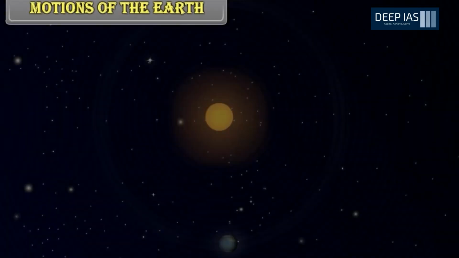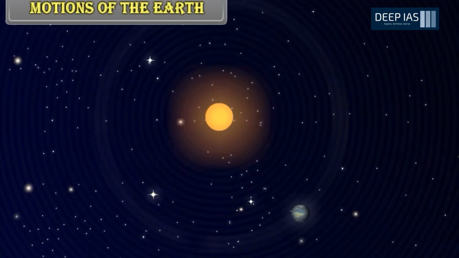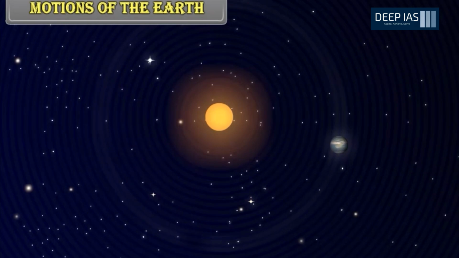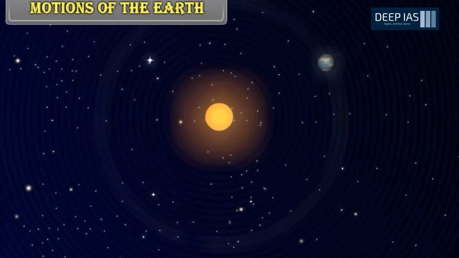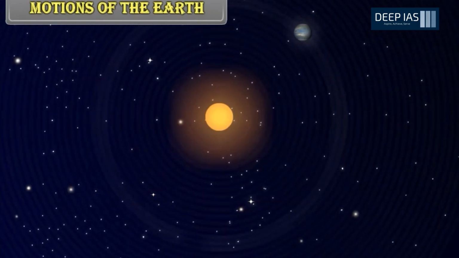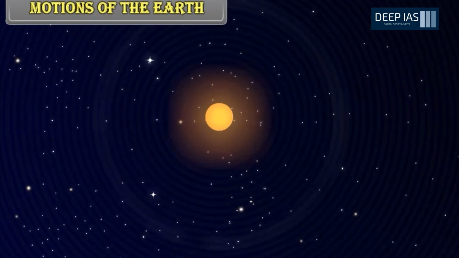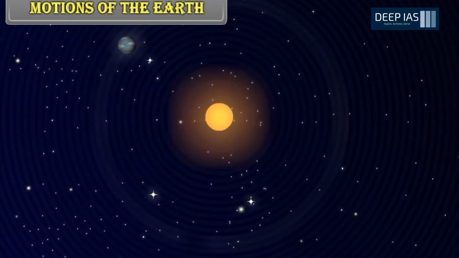Motions of the earth. It seems as if the sun rises in the morning from the eastern horizon, goes overhead, and then in the evening sets in the western horizon. In fact, this is not so. It is not the sun but the earth that moves. The sun is in the center and the earth goes around the sun.